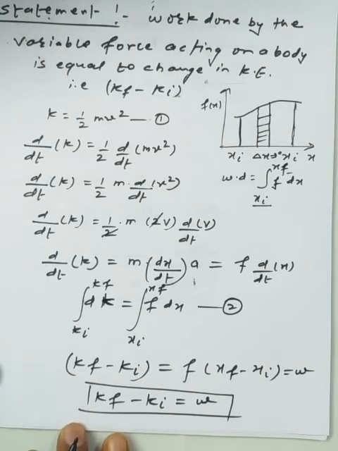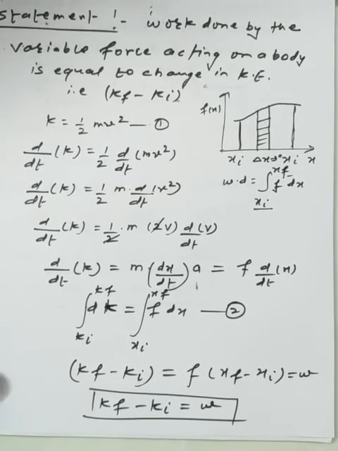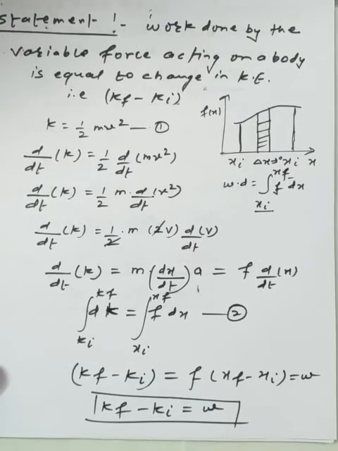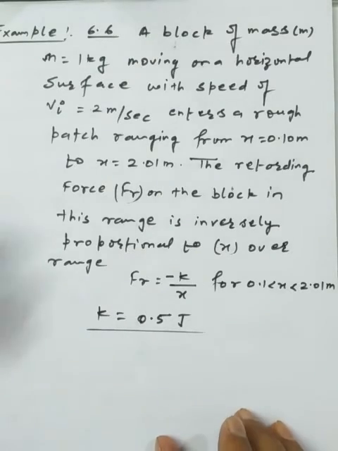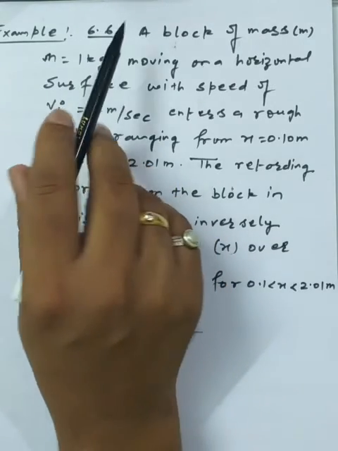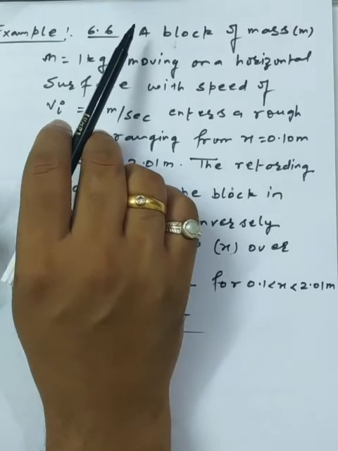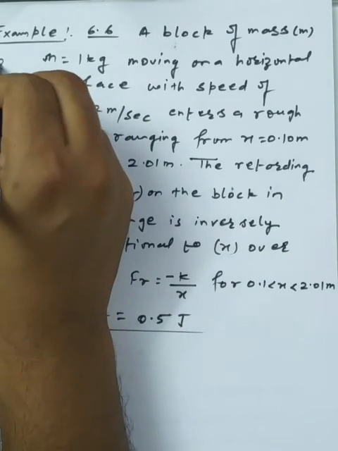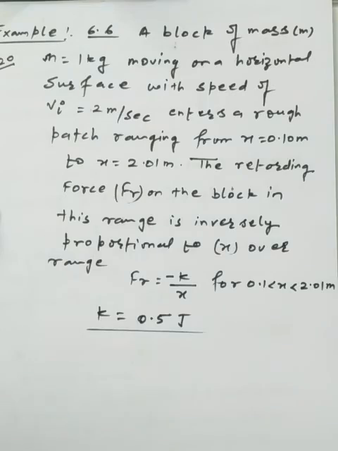Okay, so this is the portion on kinetic energy, and now we want to attempt one problem on the concept of variable force, so we can easily grasp the concept more. To clarify the variable force concept further, I am now solving example 6.6, which is given on page number 120 in the NCERT book. So you must go through it.